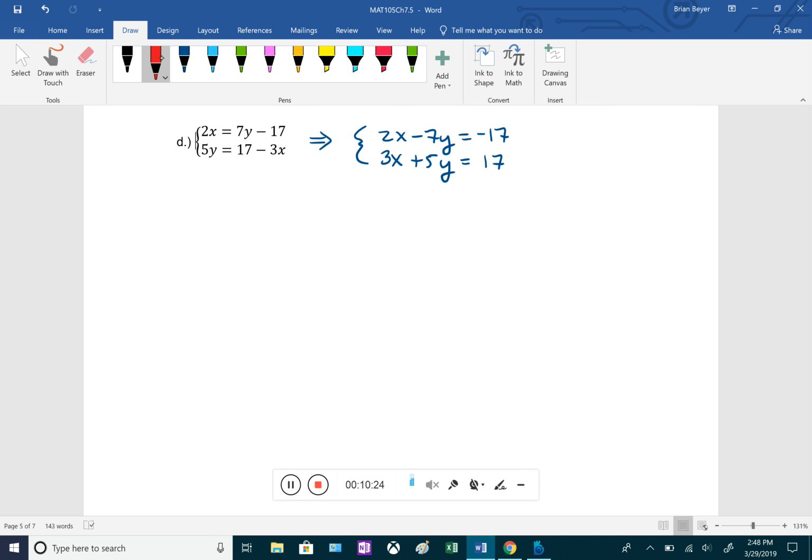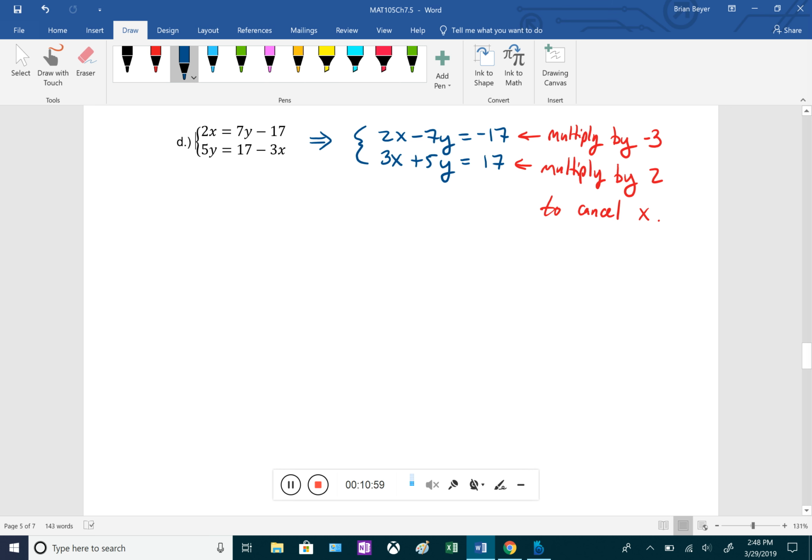So in order to get the same coefficient on the x, the same coefficient would be 6 or negative 6. That means we're going to have to multiply the first one by negative 3, and we can multiply the second one by positive 2. So that'll give us a negative 6 and a positive 6 for the x coefficients. We chose 6 because it was the least common multiple between 2 and 3.